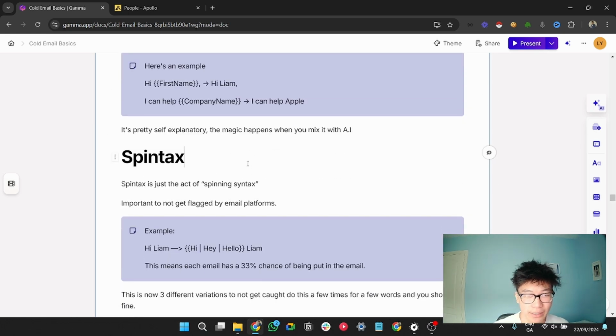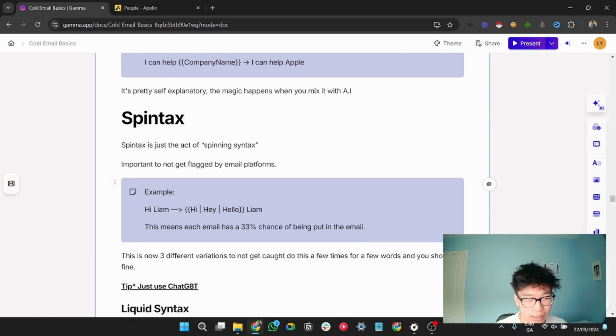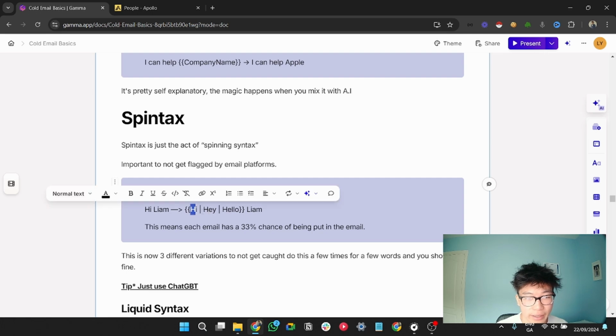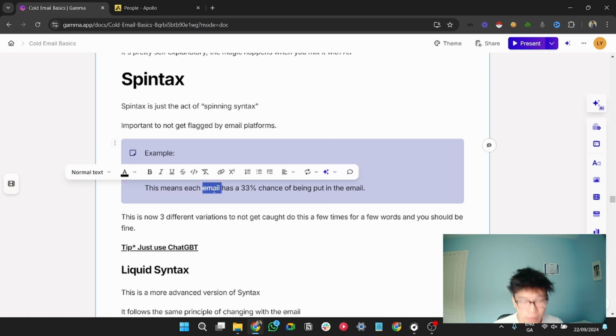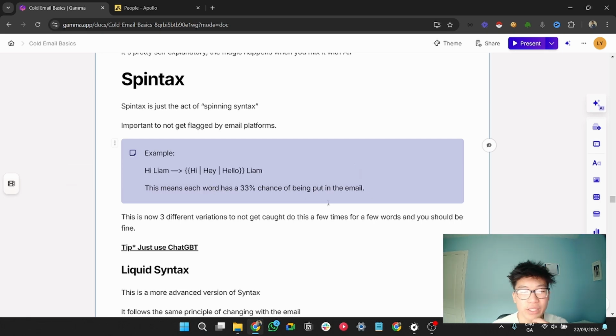So spintaxing is next. Spintaxing is just the act of spinning syntax. So what the hell is that? Long story short, it's really good for not getting flagged by email platforms, because if Google sees you sending the same email the same amount of times, they start getting kind of like, this person's up to something. So the best example is hi Liam, and it turns into hi, hey, hello. So this means each word has a 33% chance of being put in the email.